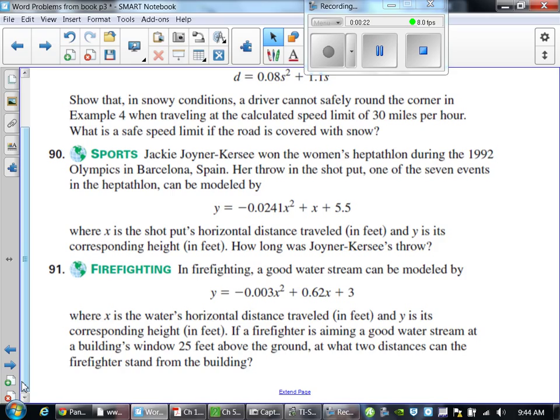So the water stream is that. Yeah, you've got two different values because of the parabola. Yeah, it's pretty easy to go through that one.